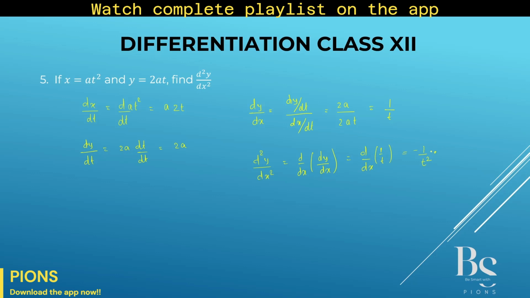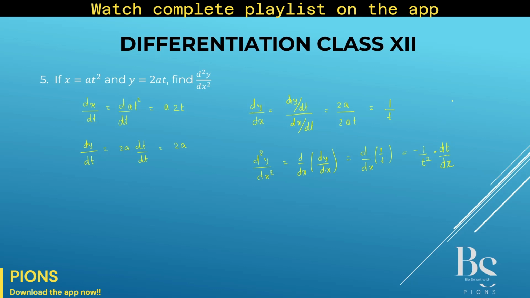So here, when you are putting this, not only minus 1 by t square is the answer, the next part should be dt by dx. Let me repeat again. When you are differentiating 1 by t with respect to x, it is minus 1 by t square. That is the derivative of t to the power minus 1. Then you have to differentiate this t also. That will give you dt by dx.